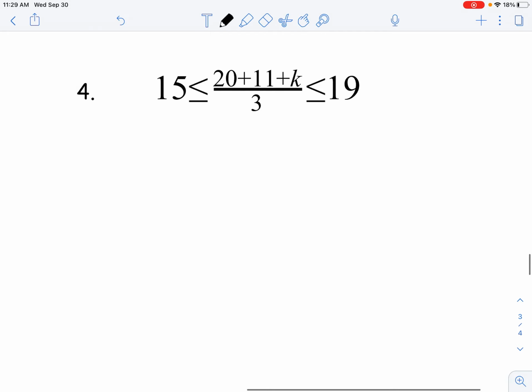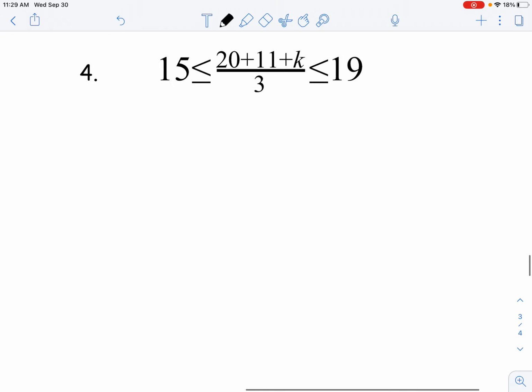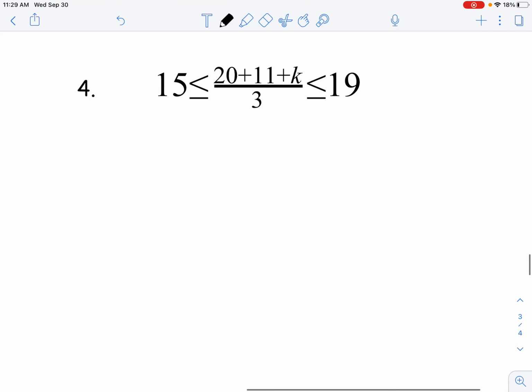Next one. This is an important problem for future story problems, but we need to know how to do it before we can get into those story problems. So the first thing I look at, and when I see this, I could do 2 things right off the bat. I could either get rid of this 3 out of the bottom because we've got parentheses up top, or I could say, well, I do have parentheses on top, but I should combine the 20 and the 11 first to make 31. So I'm actually going to do that first.